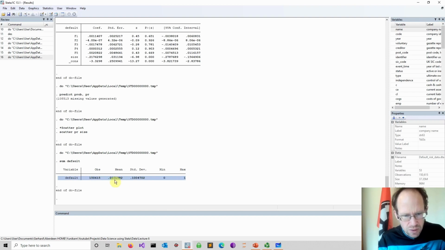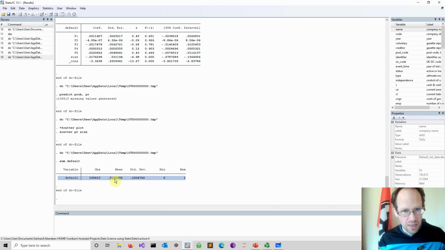So what you notice is that it's not very likely in this sample to see defaults. So the probability of default is somewhere around 1%. So it goes back to issues which you get in rare events. So here we are at quite low levels of probability.